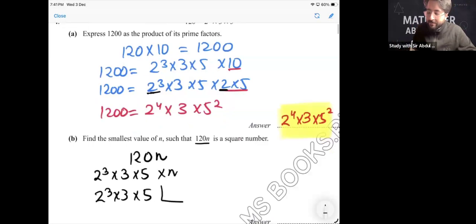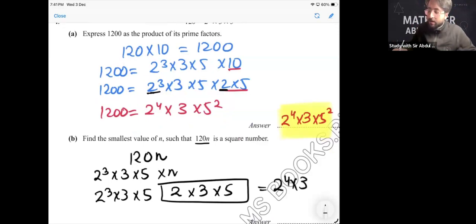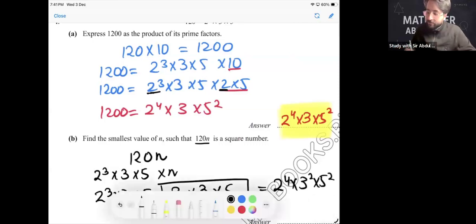Guys, I'm writing something to make it a square number. In place of n, I can write one more 2 so that it is 2 power 4. I can write one more 3 so that this is 3 square, and I can write one more 5 so that it is 5 square. So yes, now this number is a square number, because it gives you 2 power 4, 3 square and 5 square. And yes, this box is technically the value of n.